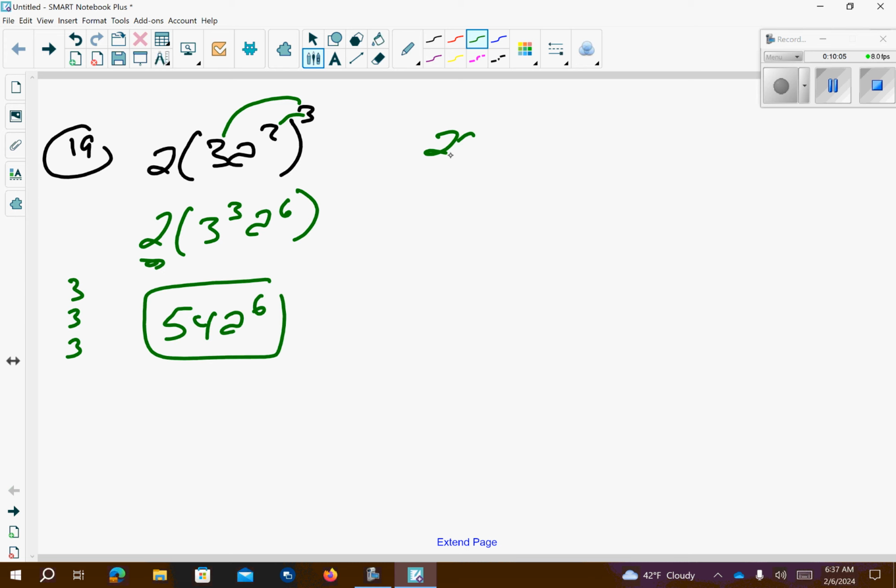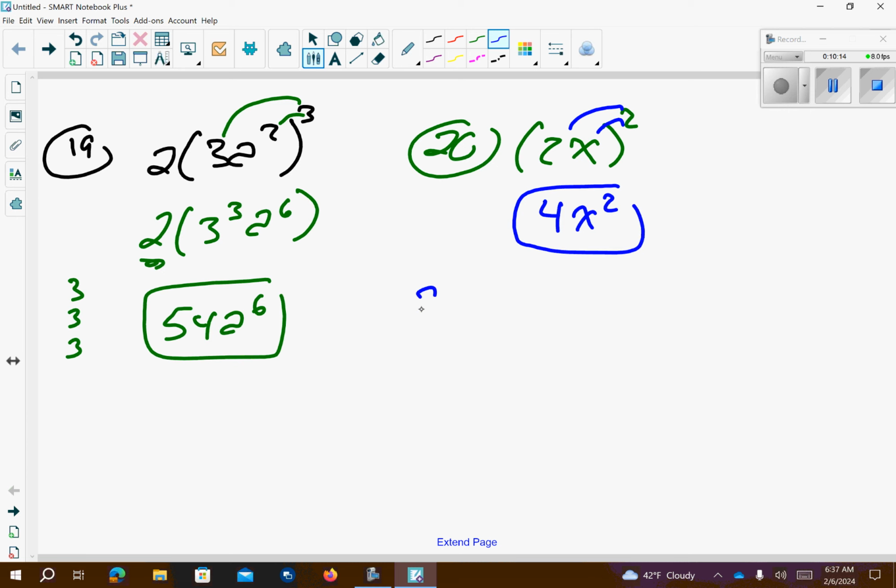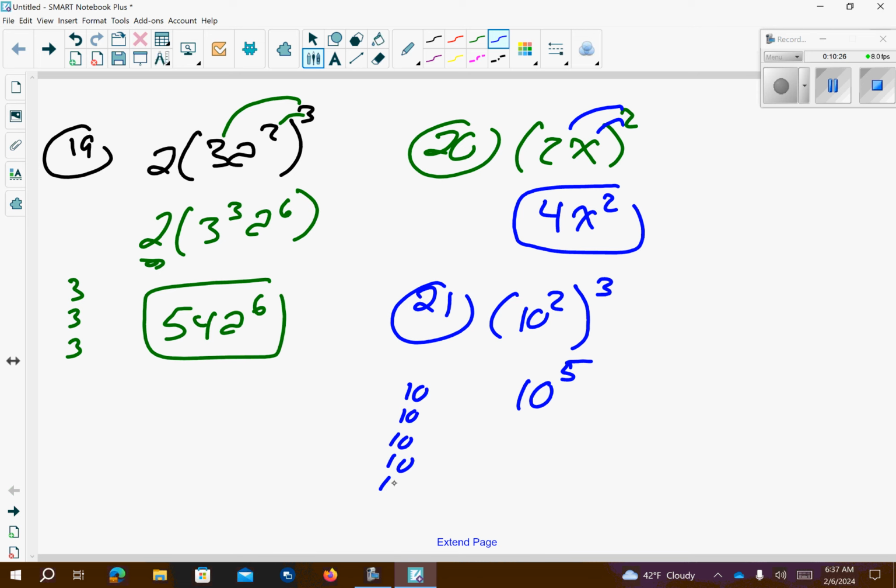Number 20, I get 2x quantity squared. Let's distribute this in. So 2 squared is 4, and then x squared. 21, I get 10 to the second to the third, which is 10 to the fifth. Holy cow, 10 to the fifth. We probably can do this. Let's multiply this together. That's 100. That's 1,000. 10,000. That's 100,000. I mean, obviously, if you left it as 10 to the fifth, you're okay as well, but your calculator could handle it.